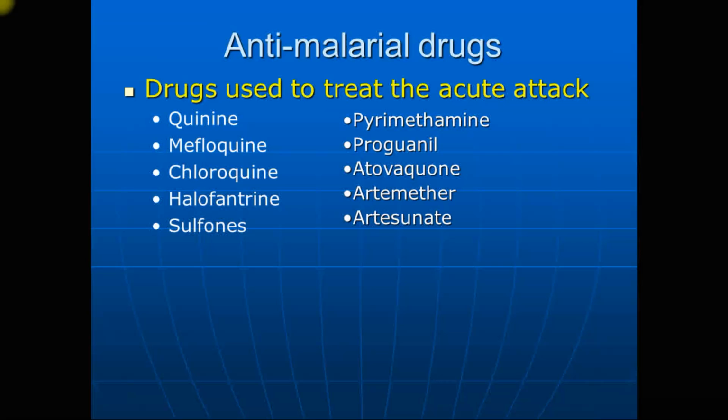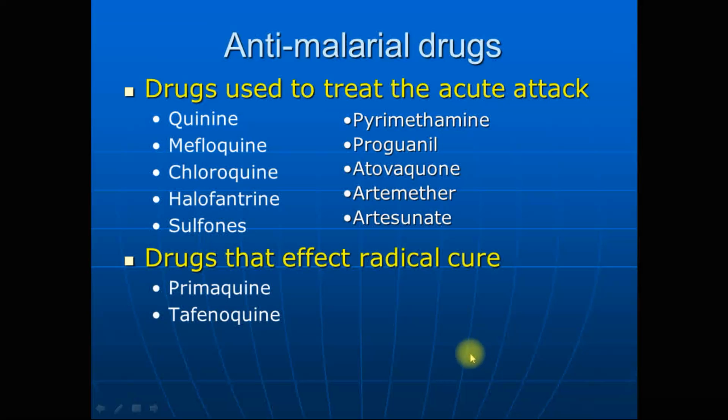Proguanil also belongs to the same category. Similar compounds include hydroxynaphthoquinone compounds like atovaquone. And definitely some isolates of the Chinese herb, that is Qing Hao Su, which include artemether, arteflene, artesunate. These are some examples of compounds derived from this Chinese herbal medicine. So these are the drugs which are used to treat the acute attack.